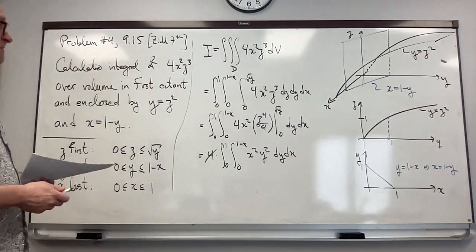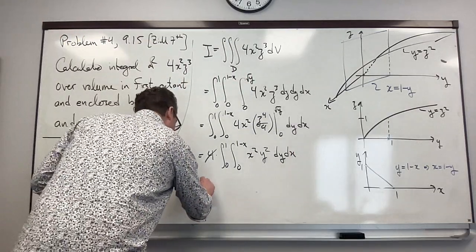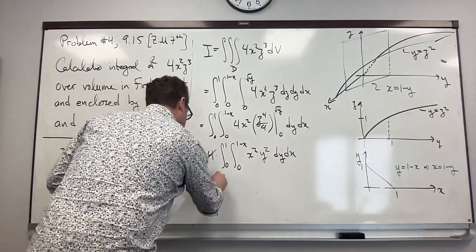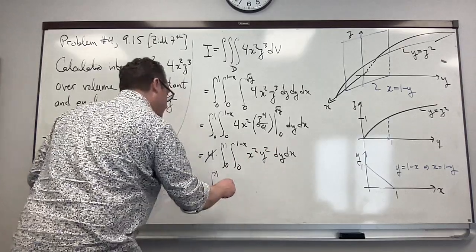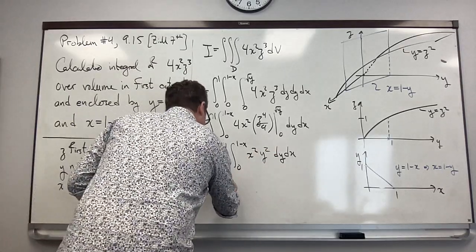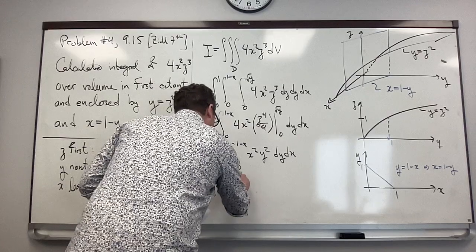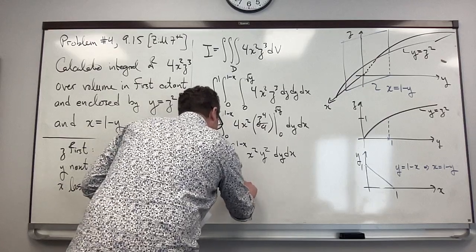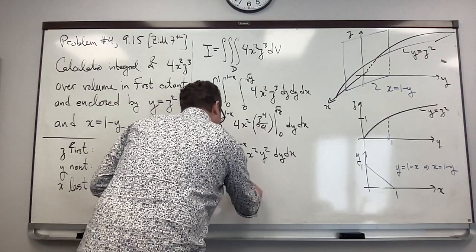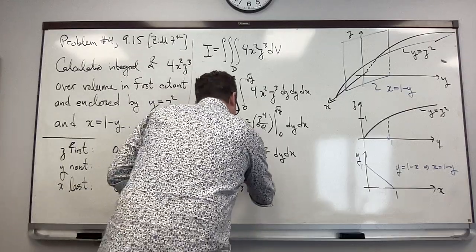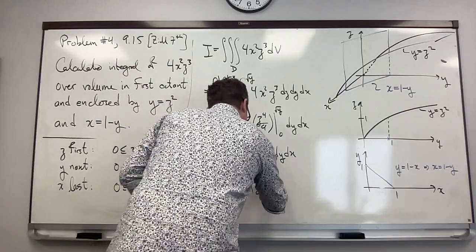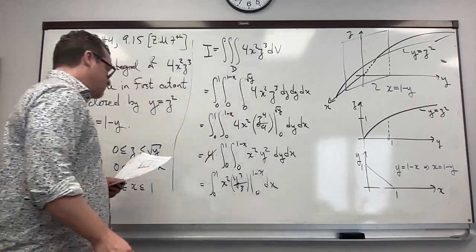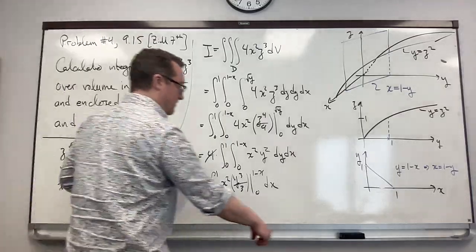I'll just do one more step here. Now I'll integrate the y part, 0 to 1 minus x. Then x squared is a constant with respect to y. Then we have y cubed over 3. Put brackets there if you want. Then we go 1 minus x to 0, dx. Now we put that in, and we'll have a function of x alone.